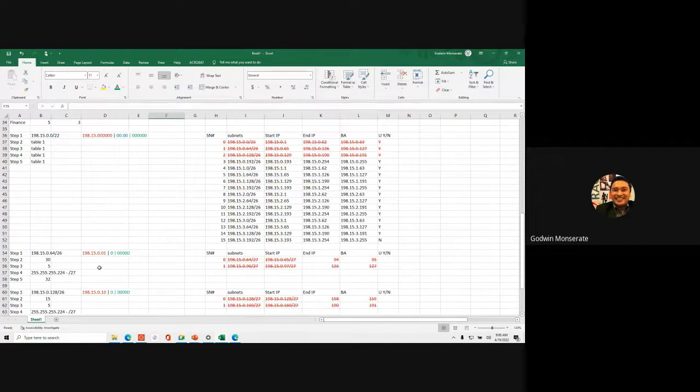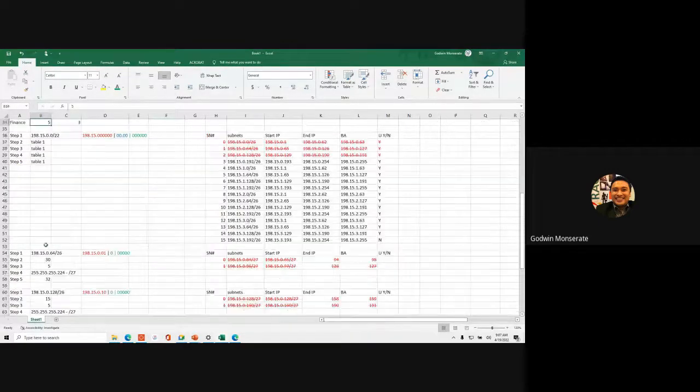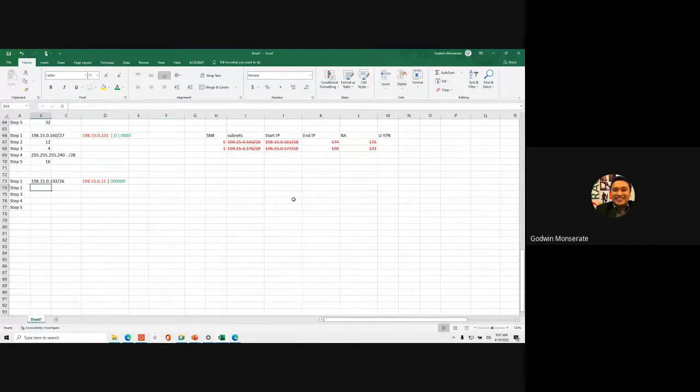So here, sa atong requirement, we will borrow, registrar and finances 5. So, 5 here, we'll borrow 3. So, maborrow na tag 3 nga rin. 1, 2, 3. So, that's it. Kani karon will be our broadcast address. Broadcast address will be our subnets. Okay? So, kabalo na kita what would be our subnet mask.